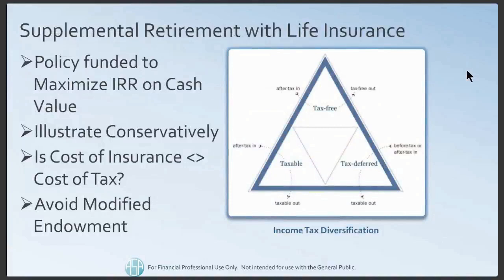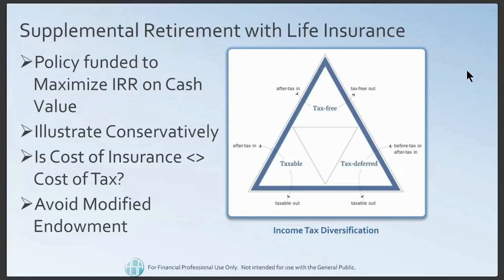All right, we are going to step off into supplemental retirement with life insurance. This is more of a costly mistake. Well, first of all, for the person who's selling the strategy, and secondly, the person who's buying it. We have on the right the tax triangle. All that means is when you retire, you're going to have multiple buckets of money, and they're all going to be taxed a little bit differently.